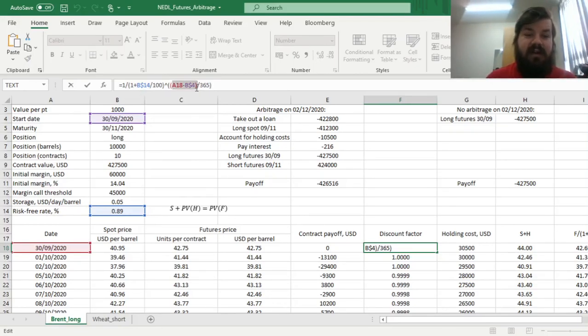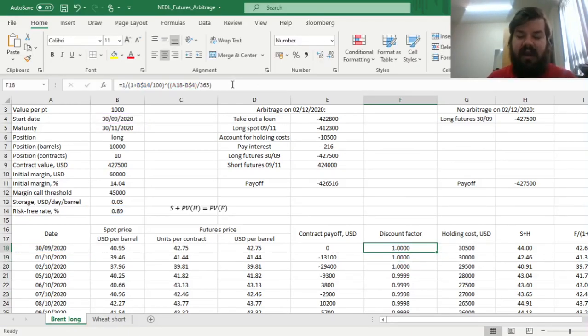So this difference shows you how many days are passing between 30th of September 2020 and the present date. Then we divide it by 365 to convert it to annual frequency. And then we just convert the annual risk-free rate of 0.89%, which is quite a representative risk-free rate for present times, into this frequency. And then we divide 1 by this 1 plus discount rate to get our discount factor.